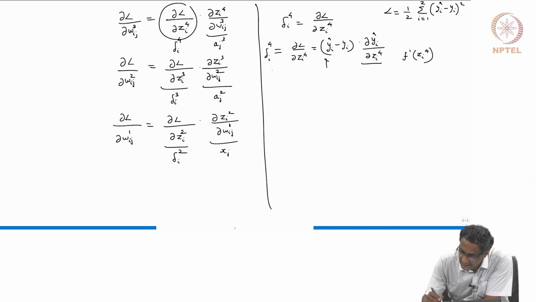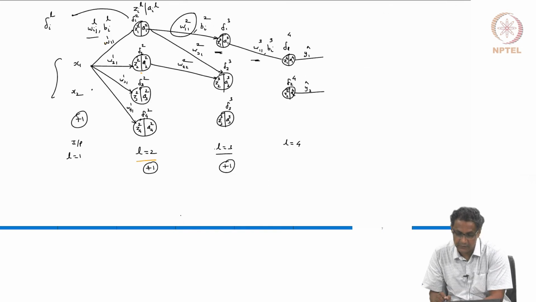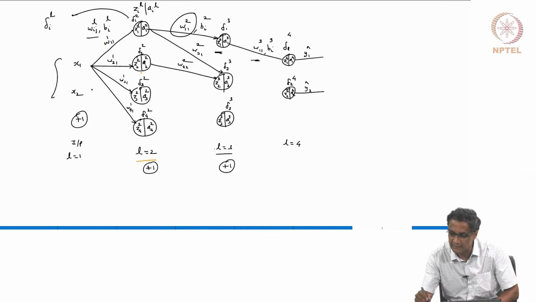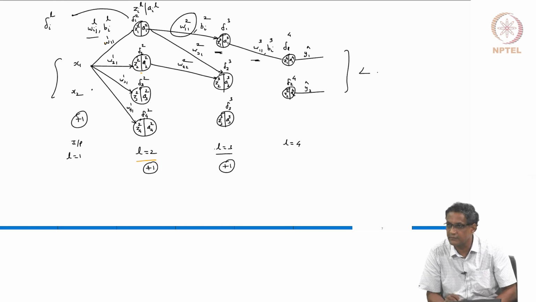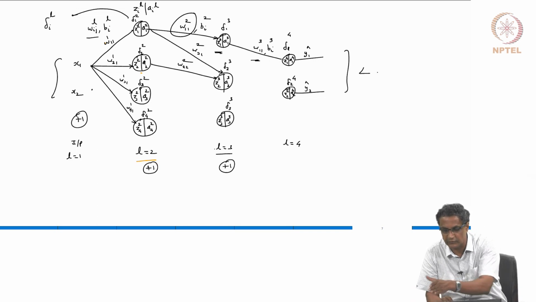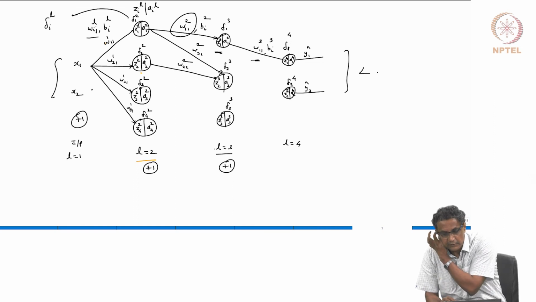So, delta I3, let's look at delta I3. Delta I3 is dou L by dou zi3. Let's just go back to that figure. So your L is out here, that's your cost. Whenever I write L, that's at the output. So you're talking about dou L by dou zi3.